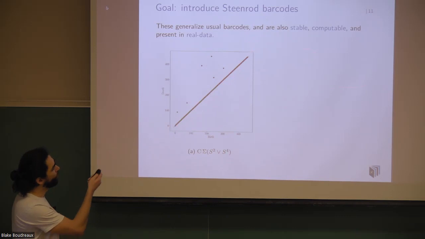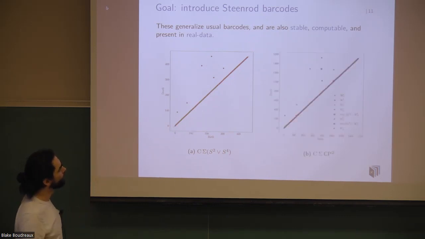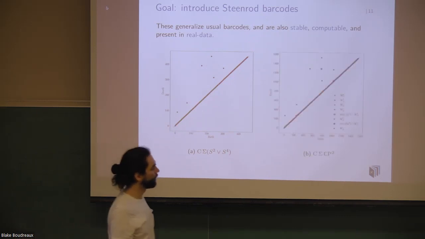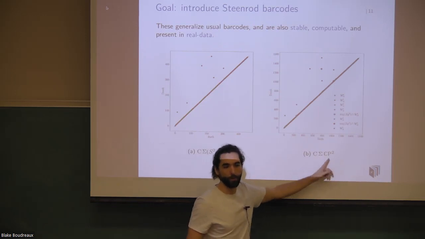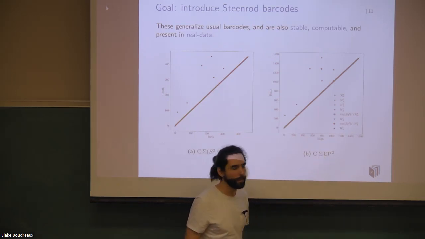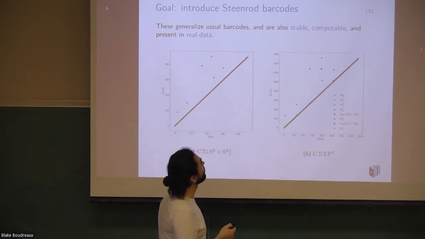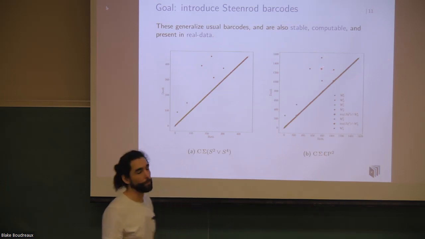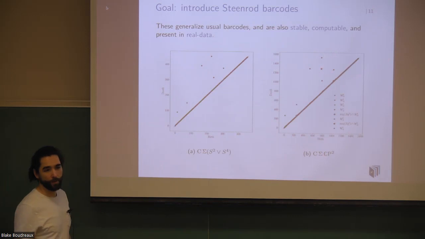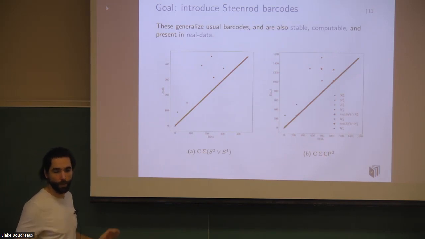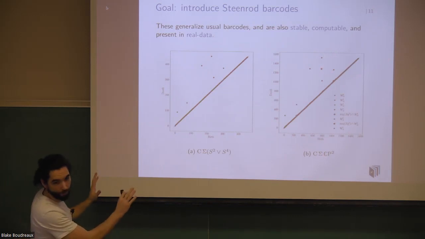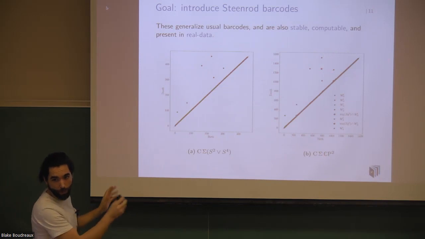And if you compare this barcode with this barcode, of a very different space. This is the cone and the suspension of the complex projective plane. They look almost the same with the exception of this diamond here. And this is the additional information that we're able to compute considering this generalization, the Steenrod barcode. So without it, we wouldn't be able to tell these two barcodes apart. With it, we are.